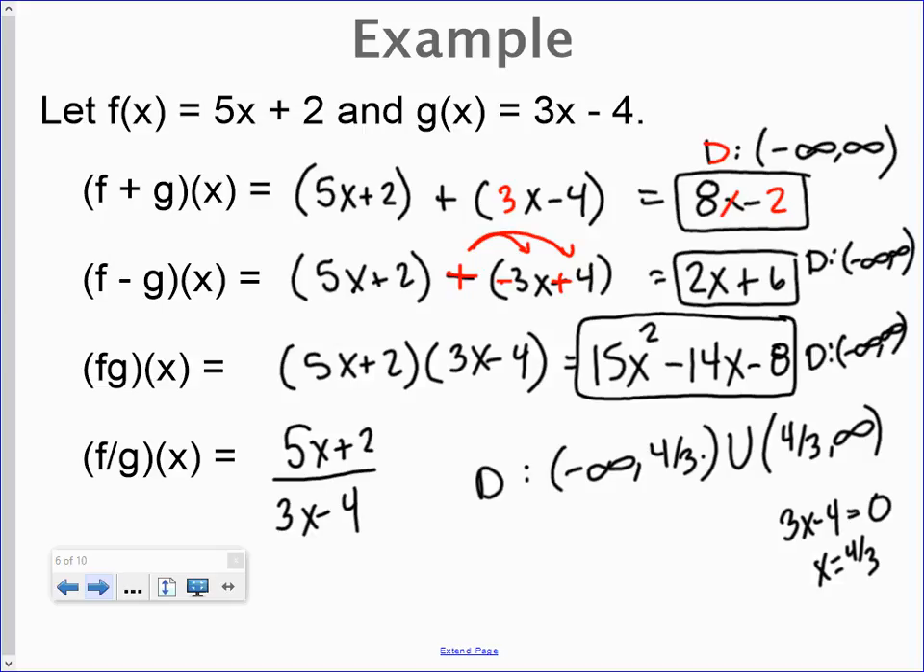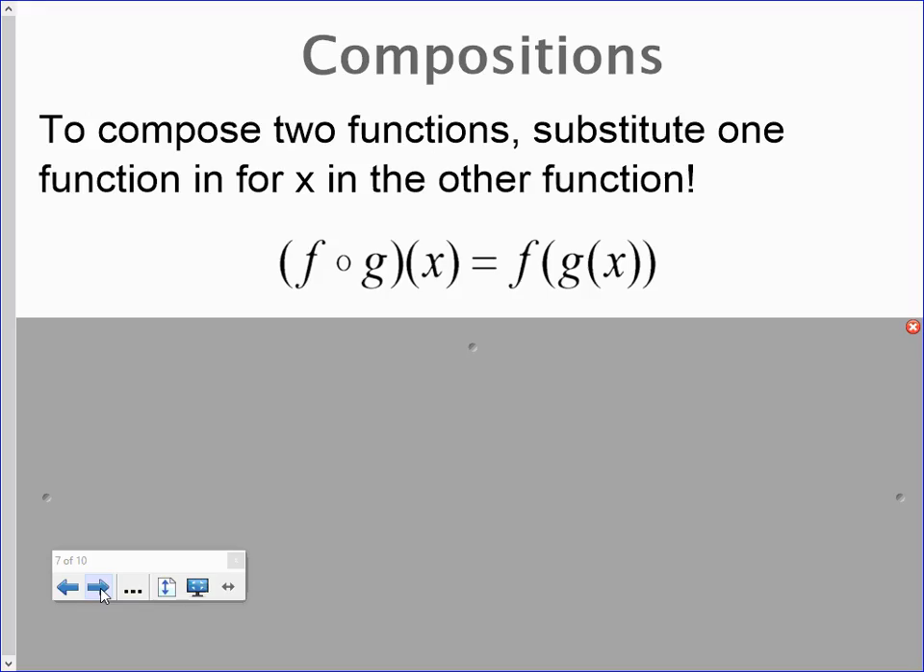Any questions there? Okay, the other combination of functions besides adding, subtracting, multiplying, and dividing, does anybody remember what the fifth one is? Talked about it already. F of g of x. What are those things called? Composition.